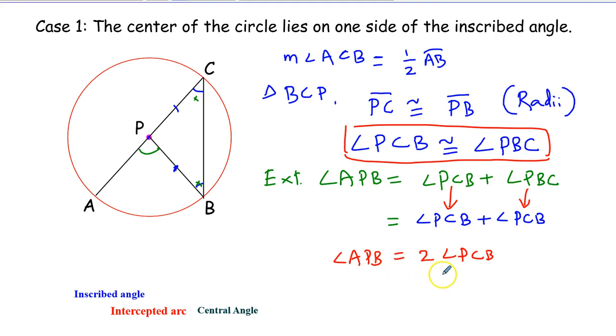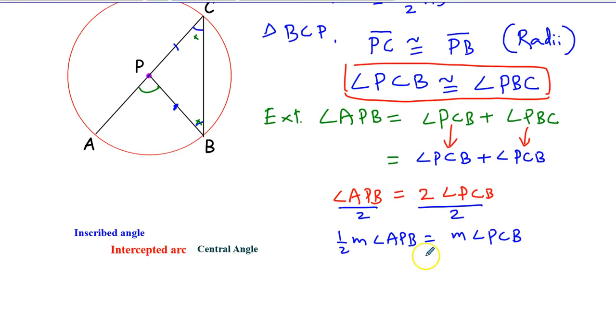Now, if you divide by 2 on both sides, you get 1/2 of the measure of angle APB is equal to the measure of angle PCB. Okay, and this APB is nothing but your central angle, right? APB is the central angle you have, and this is PCB.